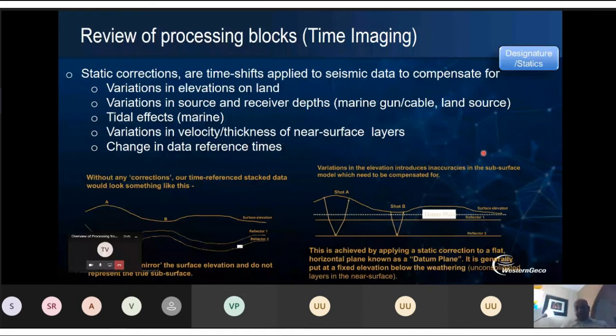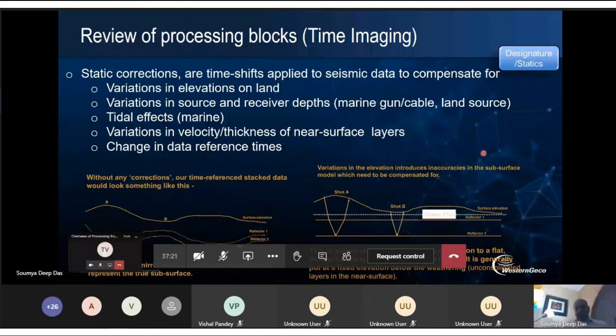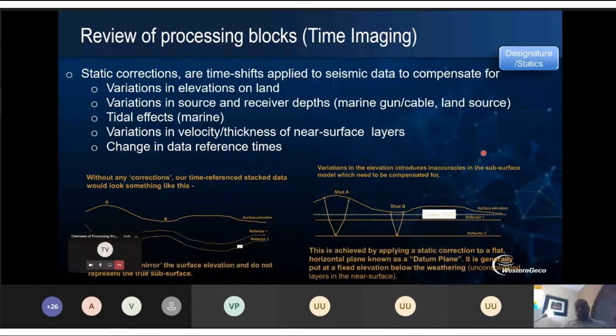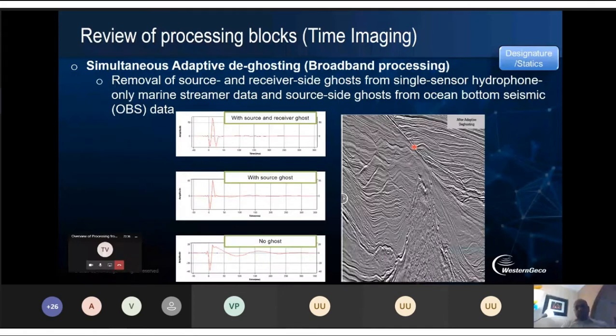And this is called adaptive deghosting, which is a very important step nowadays in marine processing to bring the broadband to the data, and which is very much expected nowadays. It's a common procedure. It is expected. I'm not sure this is currently available in the books or still is in the books, but this is the industry way it is done.